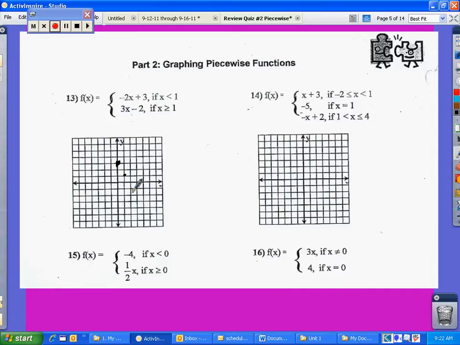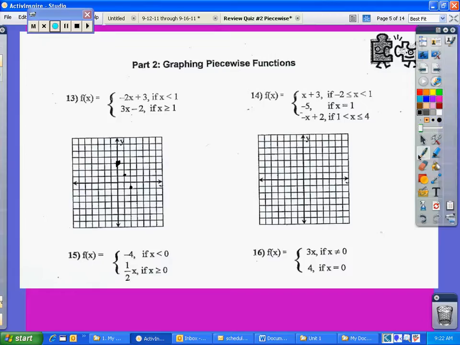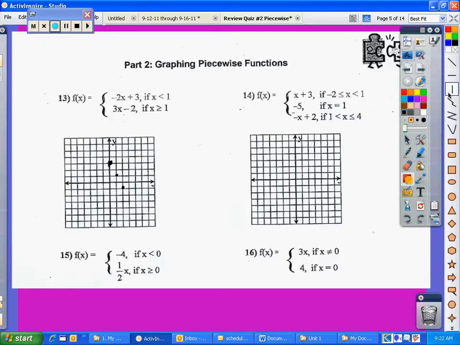I can continue that this way. But one thing you need to remember is where your boundary line is. And in this case, your boundary line is at x equals 1. So when I graph this, I need to remember that I'm not going to actually go past that line for either of the functions. Okay?